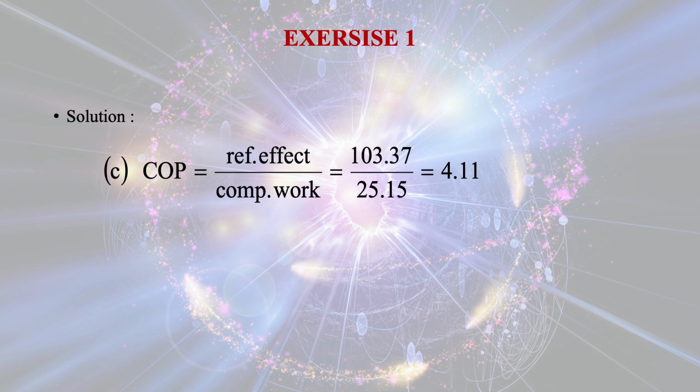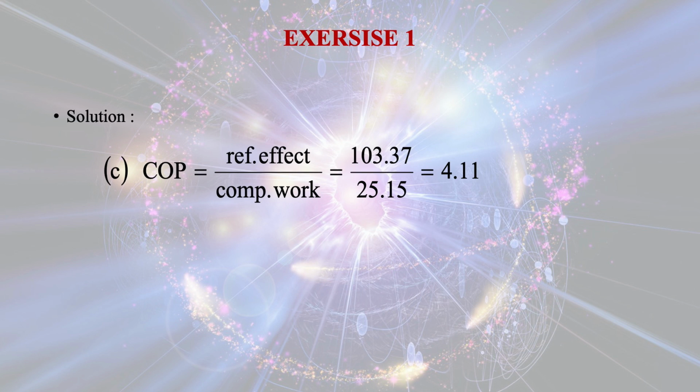Now dear learners, the next term is we have to calculate the value of COP. You all know that coefficient of performance, that is COP, is equal to refrigerating effect divided by the compressor work. So the refrigerating effect is equal to 103.37 and the work done by the compressor is equal to 25.14. Just put these values in the expression for COP and finally you will get the value of COP is equal to 4.11.